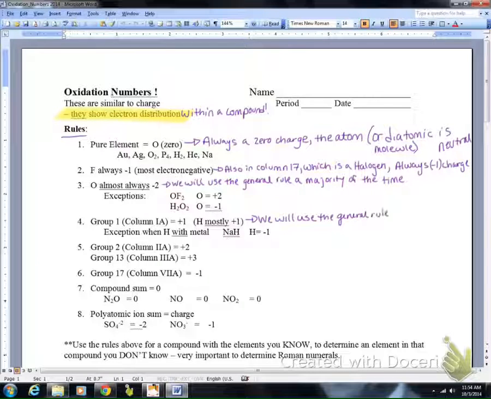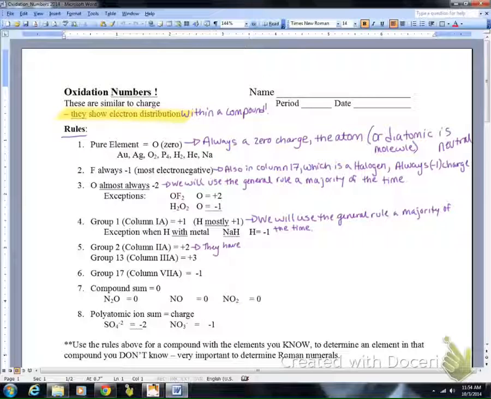Group 1, column 1A, is a +1. We're going to use the general rule the majority of the time, and hydrogen is mostly +1. Hydrogen is an exception with a metal: in NaH, hydrogen would be a -1. Again, we're going to try to remind you if you need to identify the exception to the rule.